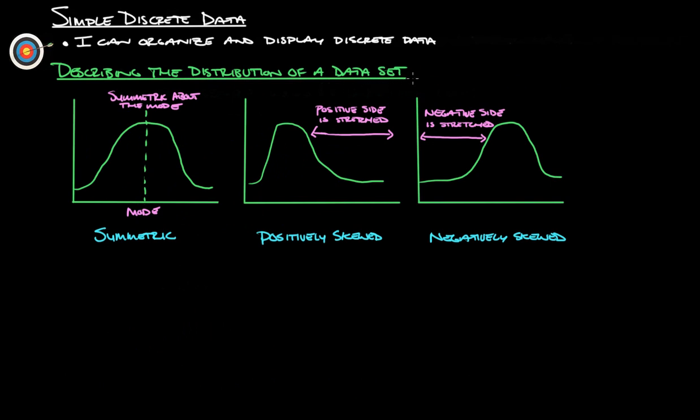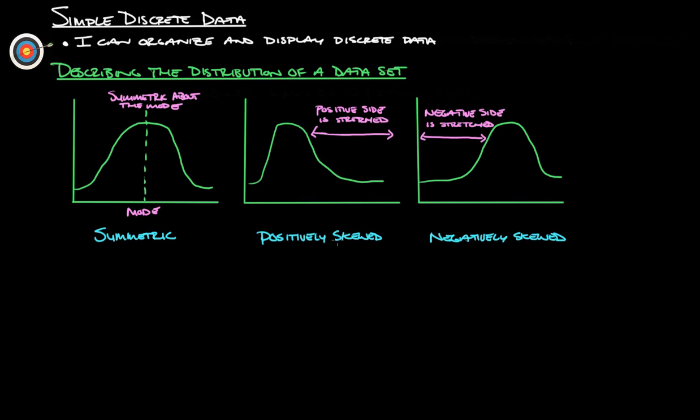Describing the distribution of a data set. There's 3 different types of distributions here. There's symmetric about the mode, so if you cut this right in half, right at the mode, the one that happens most often, there should be a mirror image, a reflection about the mode number.